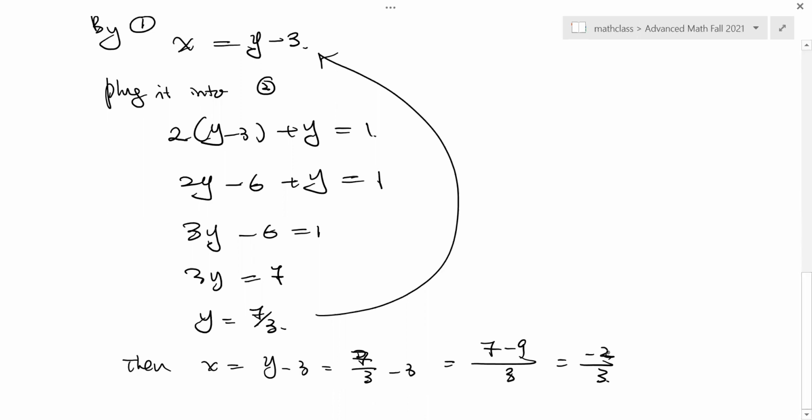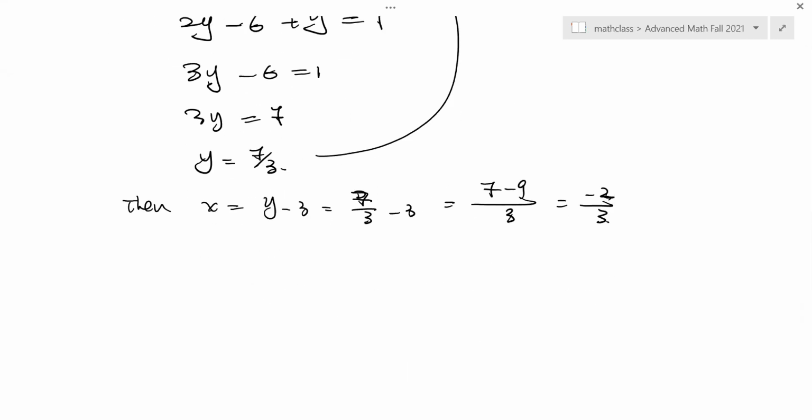So that's two different ways to solve the same problem, and you should be able to get the same answer. The second method is called substitution, the first method is called elimination. Sometimes it's a mixture. Sometimes in some steps you just add two equations, sometimes you use substitution. It's up to your choice.